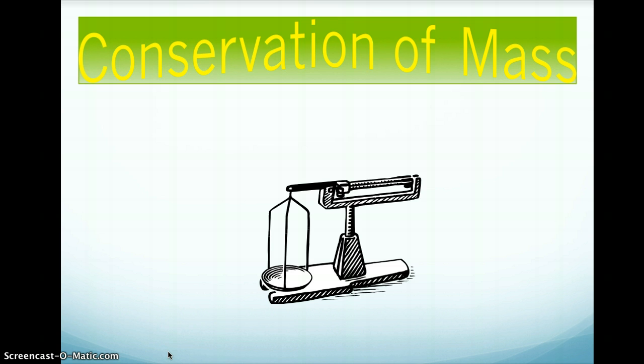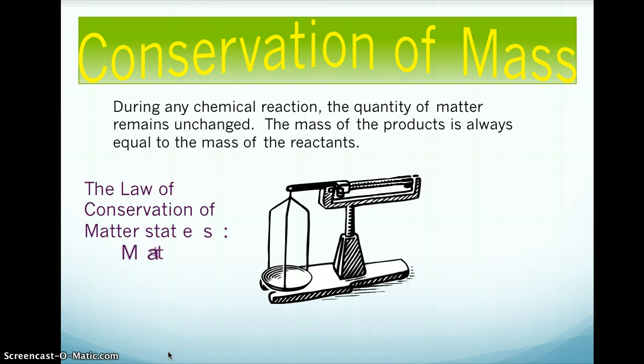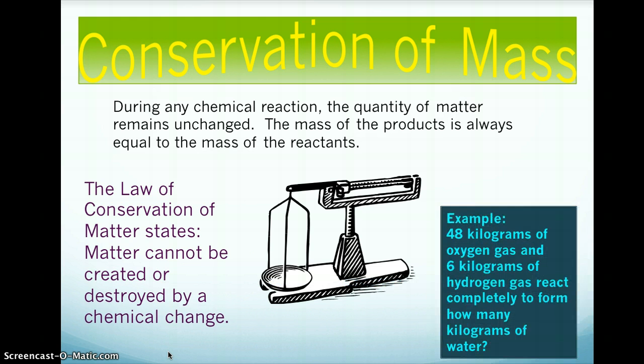Okay, so one thing I wanted to mention in that previous slide when we were talking about the formation of carbon dioxide, and that you can account for any atom that goes into the reaction has to come out of the reaction. So the quantity of matter remains unchanged. So the mass of the products in grams is always equal to the sum of the mass of the reactants. And that's another way of saying the law of conservation of matter, that matter can't be created or destroyed.